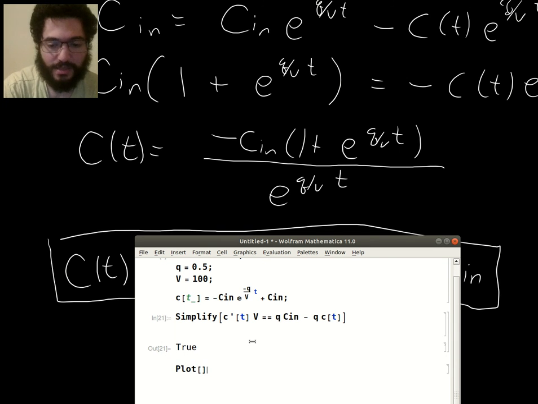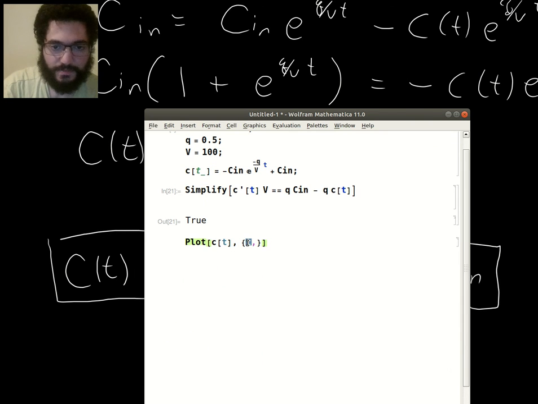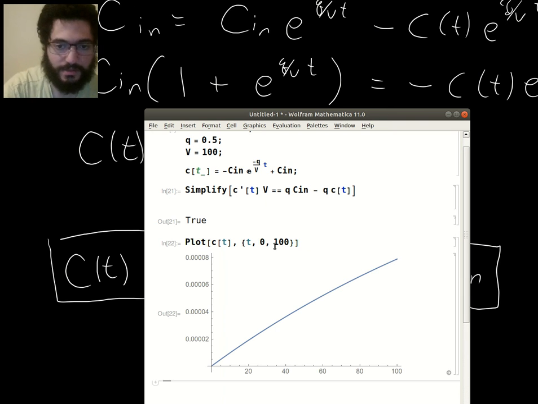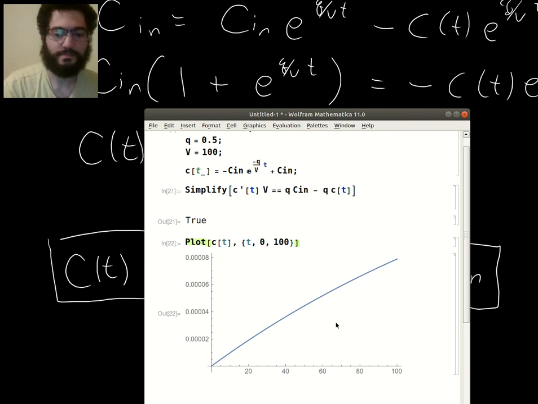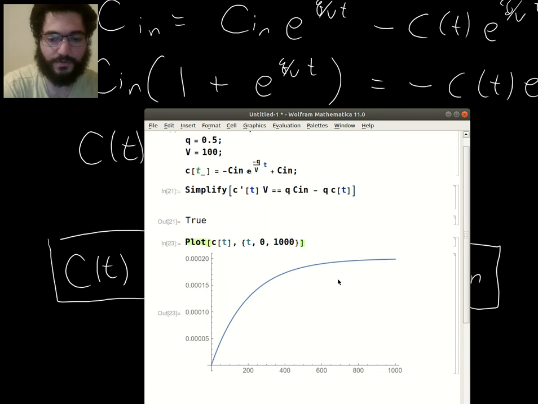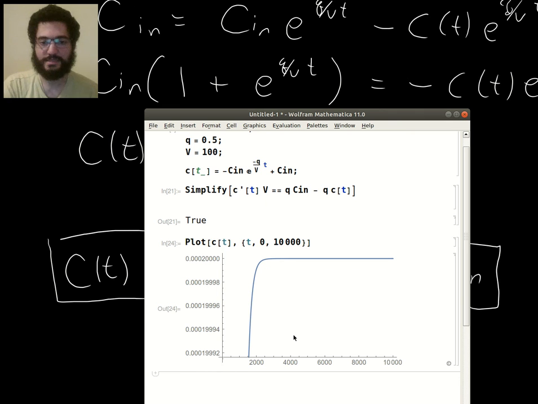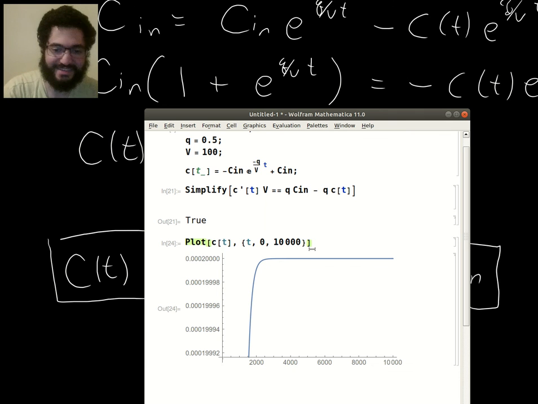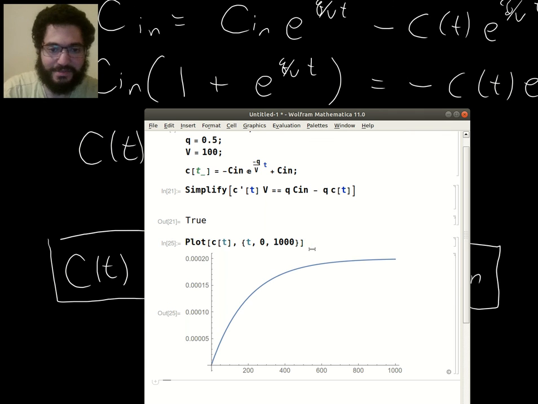And now let me plot C of t with t running from 0, which is when it's pure water, so when C is 0, let's run it out to like 100 or something. Oh, interesting. Let's run it for longer. More interesting. How about for longer? For 10,000 minutes. Okay, let me stick with 1,000 minutes.